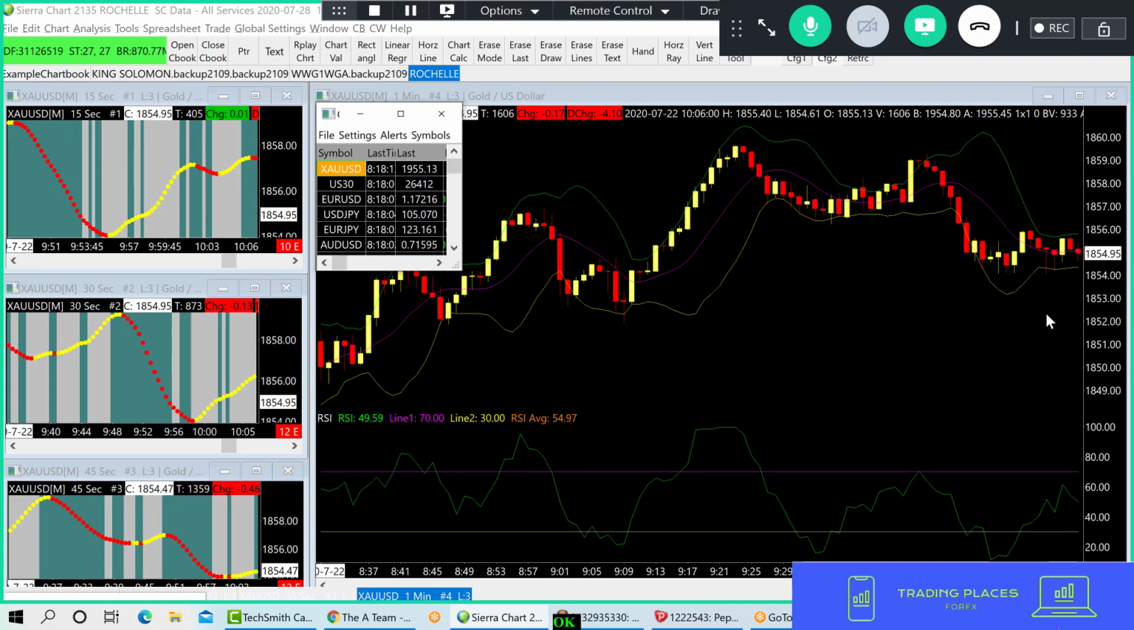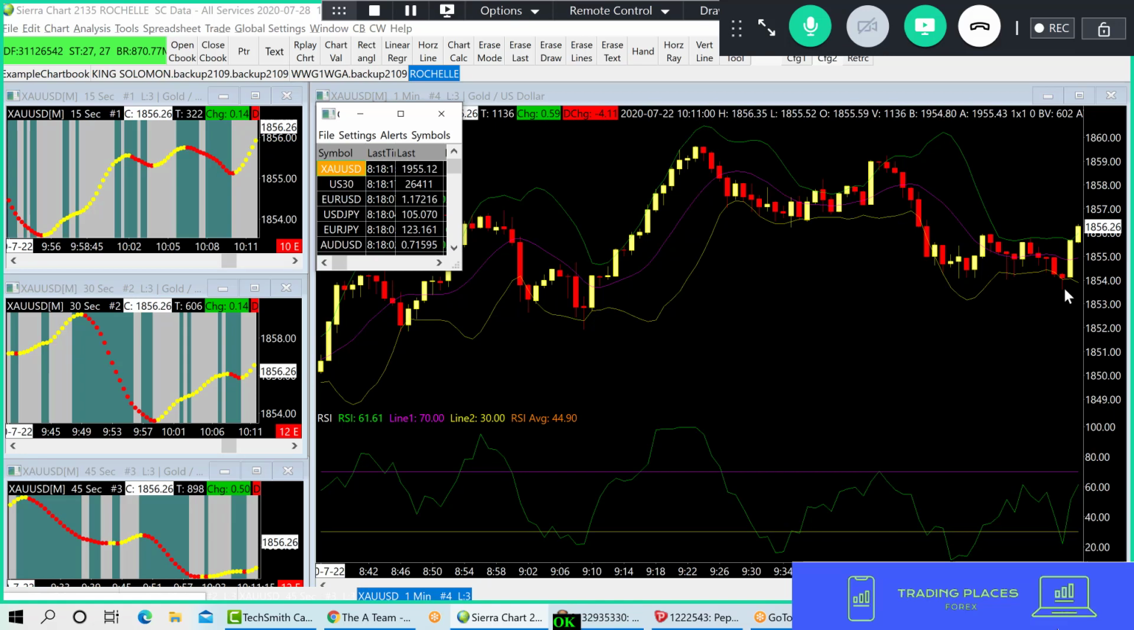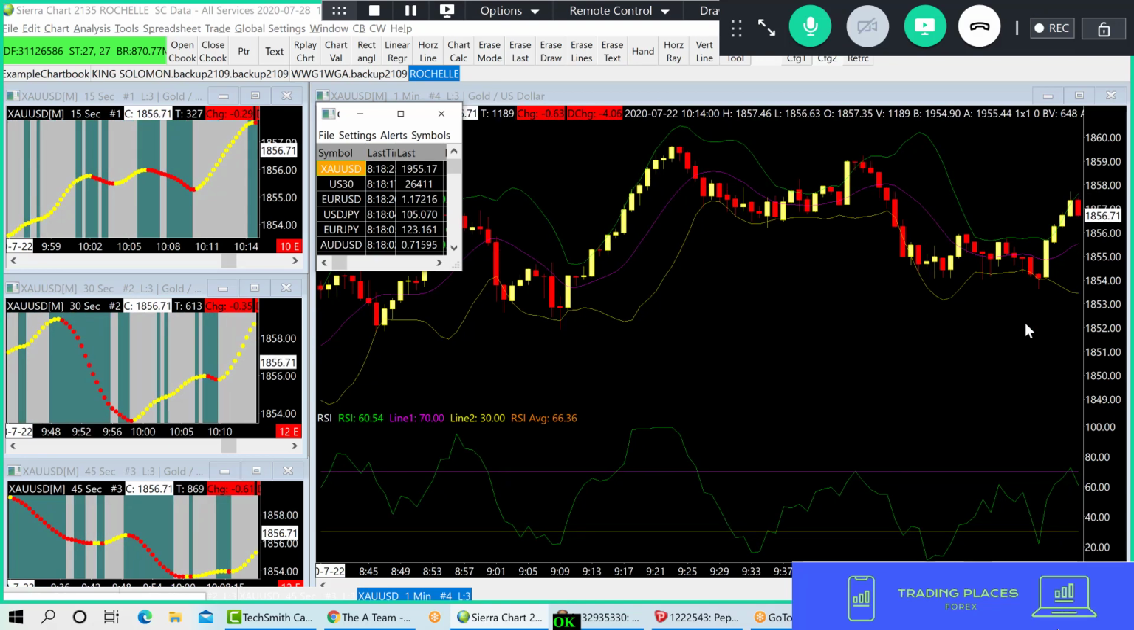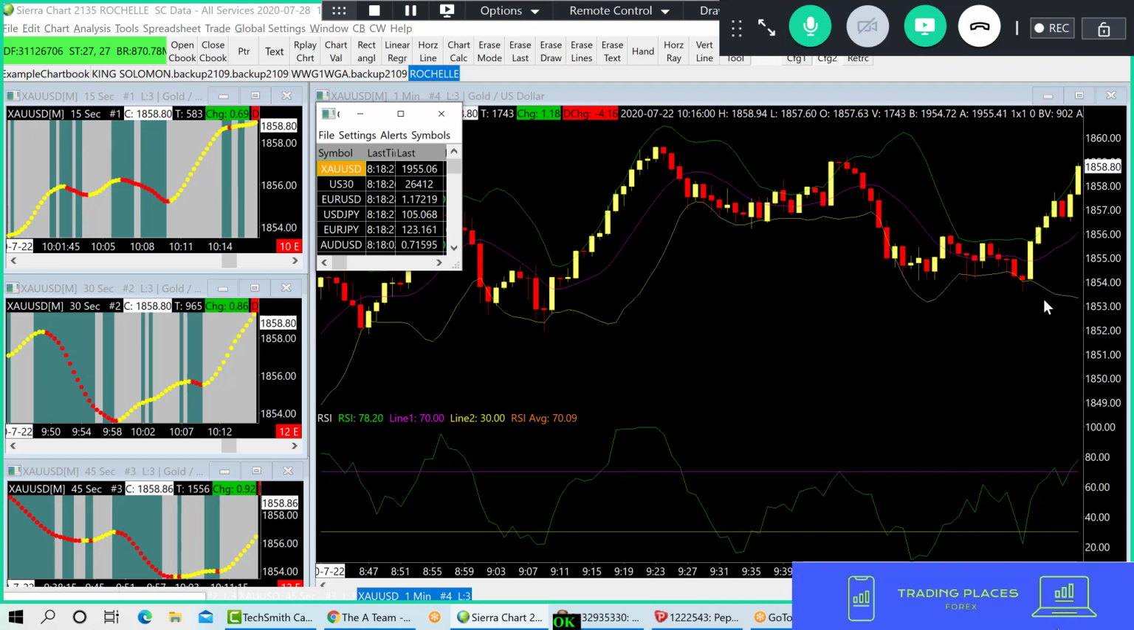Let's just kind of look at it. See it kind of going sideways. It's very hard to make money that way. There you go. Look at that. Everything's lined up. Just made 2 huge candles, 3 candles, 4 candles. Man. 5 candles. Oh, are you kidding me?